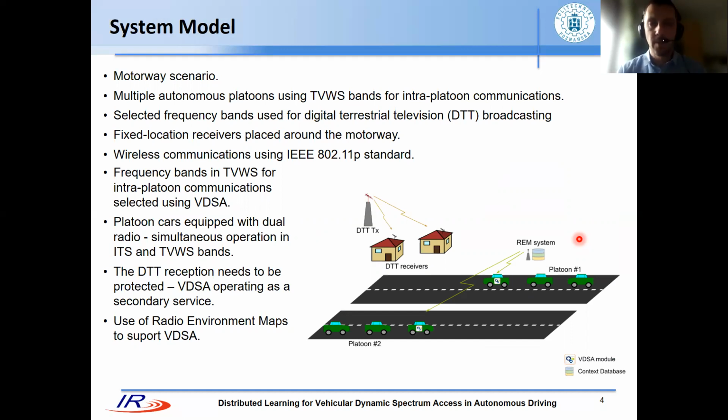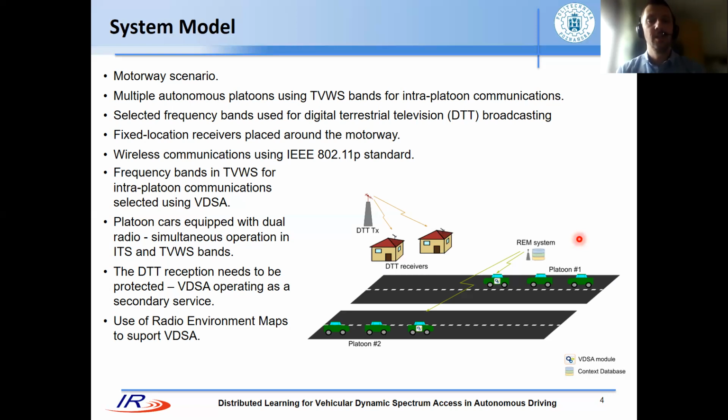Our platoon vehicles use the 802.11p standard for communications, and they communicate in TV white spaces with the band selected using this VDSA framework that we are explaining here. Of course, in order to operate in the TV white spaces band, the platoon cars need to use the so-called dual radio, so they have a double transceiver, one for the ITS band and the other for TV white spaces, so they can communicate simultaneously with the infrastructure, which is connected to the REM system, and with the other platoon cars.